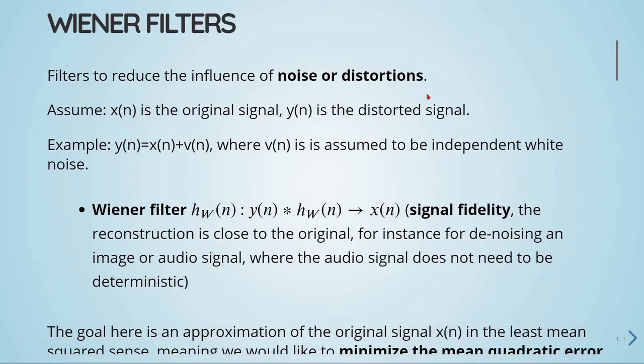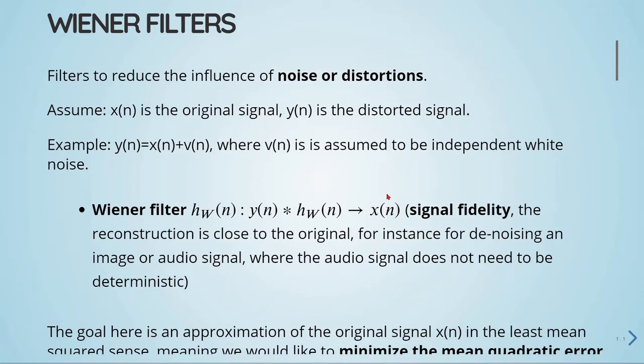Wiener filters are filters to reduce the influence of noise and distortion. Let's assume we have x of n, the original signal, and y of n, our distorted signal. Here y of n is equal to x of n plus v of n, where v of n is assumed to be independent white noise. The Wiener filter h_w of n is convolved with our distorted signal, and we get back our x of n, the original signal.